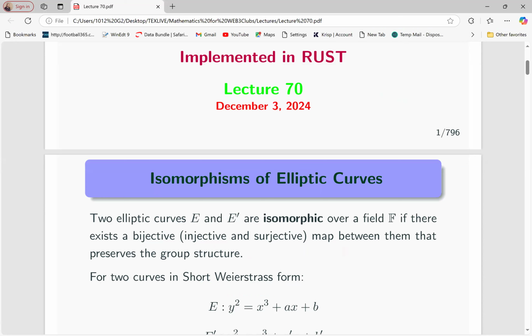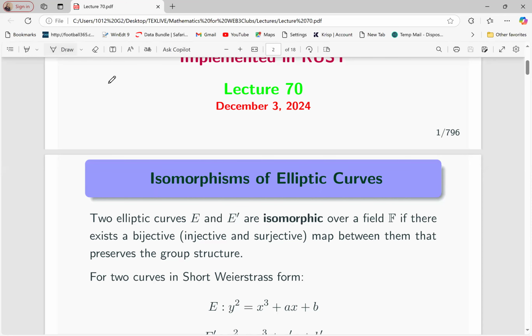So what I'm saying is, if we are given two elliptic curves, E and E prime, when do we say that these two are isomorphic over a field? When do we say that they're isomorphic? We say they're isomorphic if, one, they are injective, and two, they are surjective. I'll explain what these two terms mean, injective and surjective.